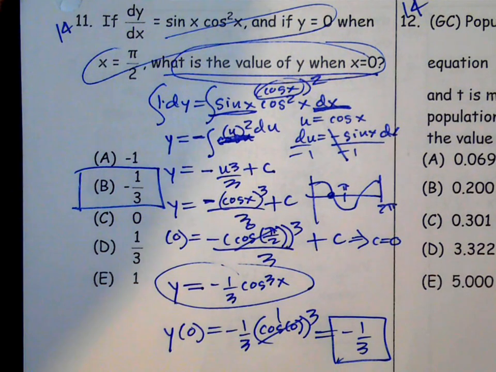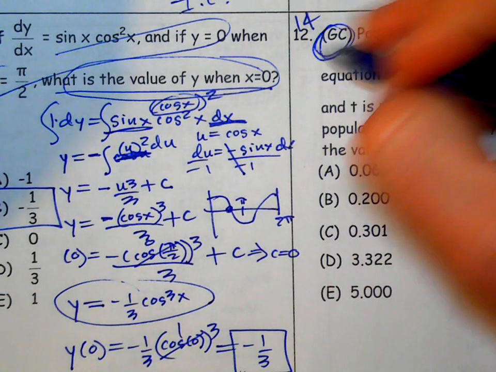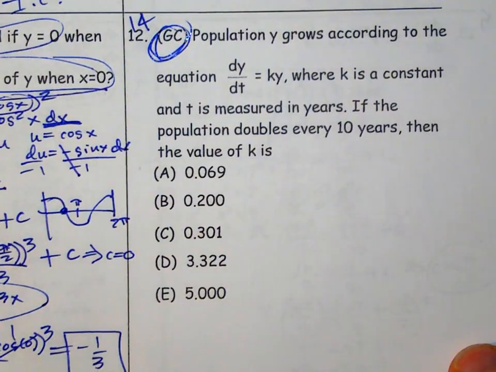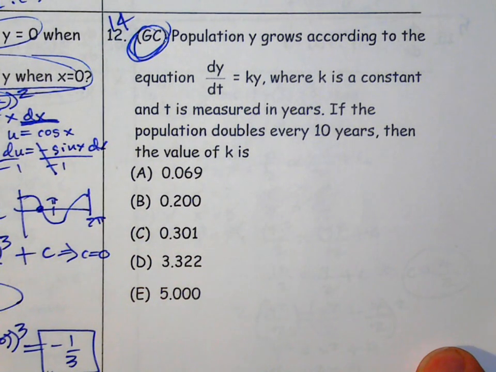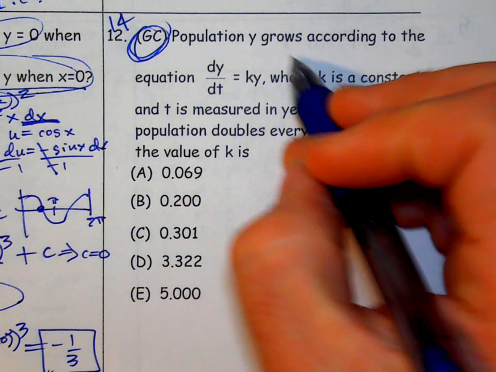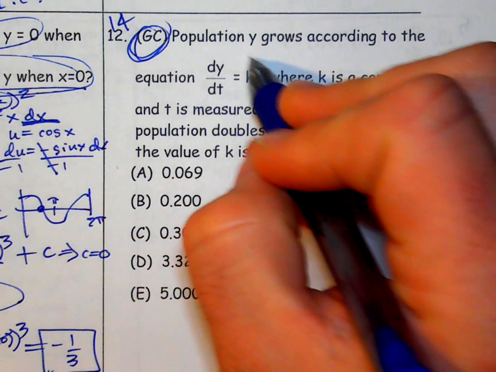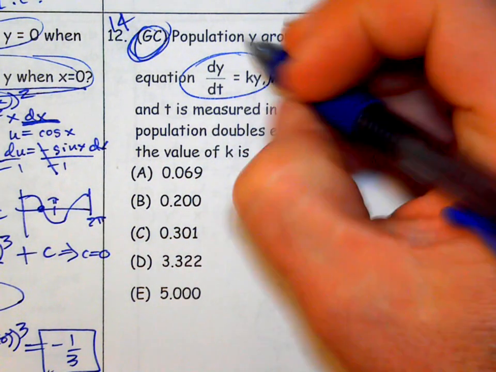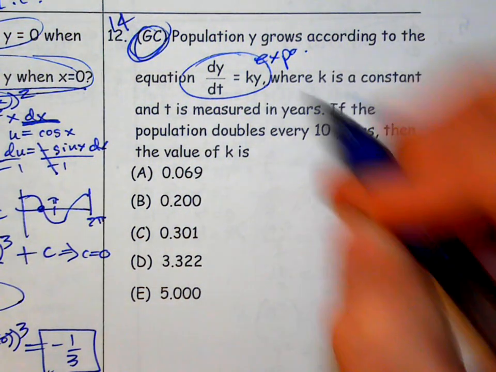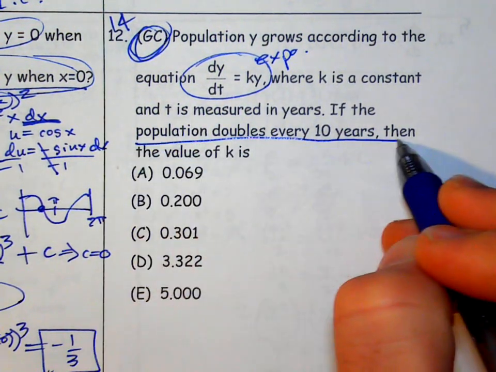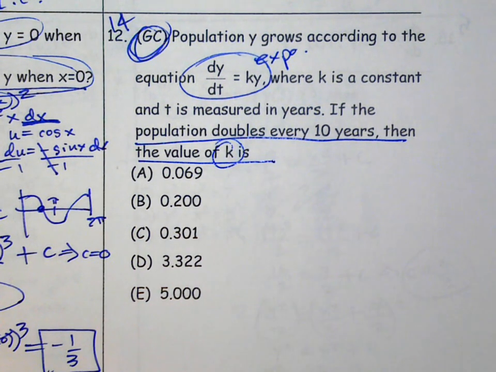All right, number 12, graphing calculator. At a glance, it's talking about populations and stuff like that. So I'm already thinking exponential growth. Population grows according to the equation. Okay, that's exponential growth, where k is a constant, t is measured in years. If the population doubles every 10 years, then what's the value of k? So we're trying to find the k value.